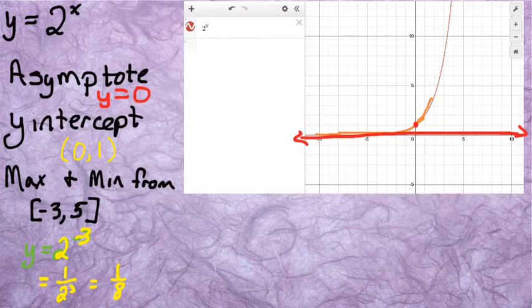Then if we have y equals 2 to the 5th power, that's 2 times itself 5 times. So 2 times 2 is 4, times 2 is 8, times 2 is 16, times 2 is 32. So in this case, 1/8 is my min, and my max is 32.